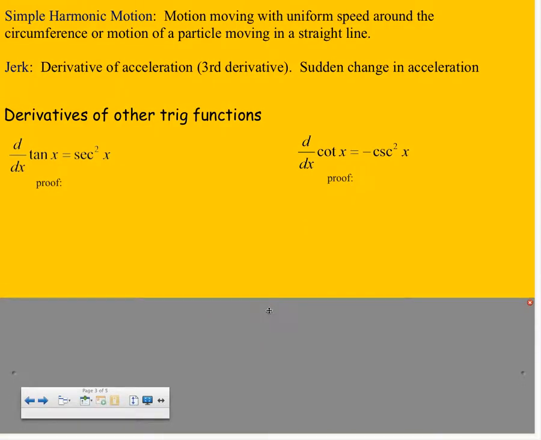More derivatives. More derivatives you have to memorize. This is a great time to go into Quizlet and make little cards or just get note cards and get these memorized. Derivative of tangent is secant squared, and derivative of cotangent is negative cosecant squared of x.